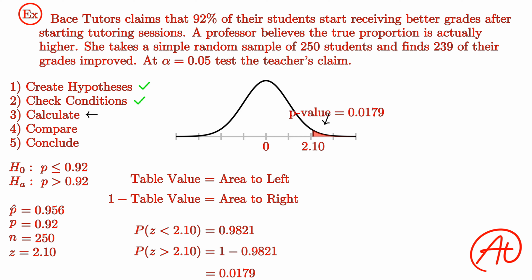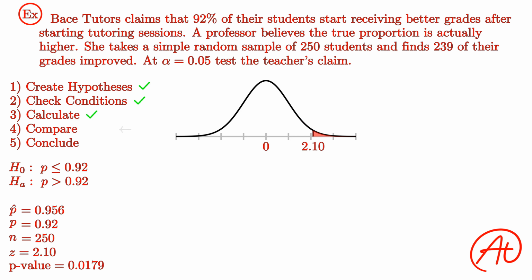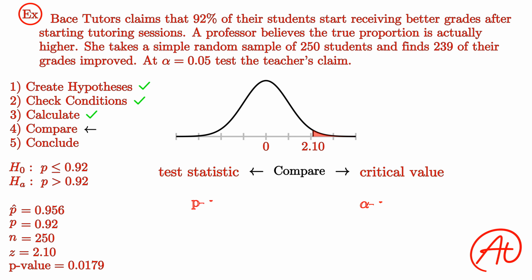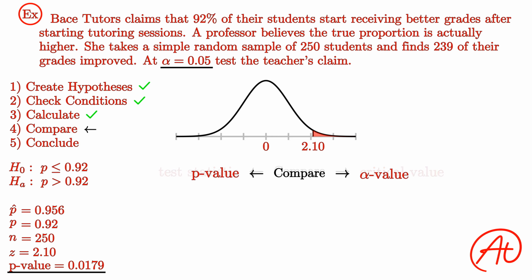Now that we have our test statistic and p-value, we can compare these to our critical value or alpha value. As a reminder from my previous video, to make this comparison, you can either compare your test statistic to your critical value or your p-value to your alpha value. Since we have our alpha value given in the problem and we just calculated our p-value, let's compare those two values. It works out the same no matter which way you do it, but we'll just do it this way for now.